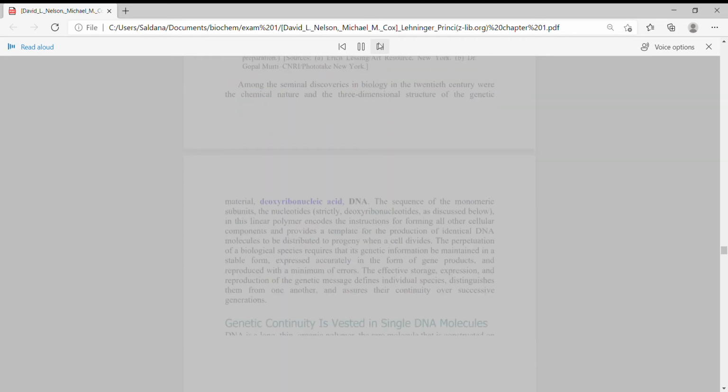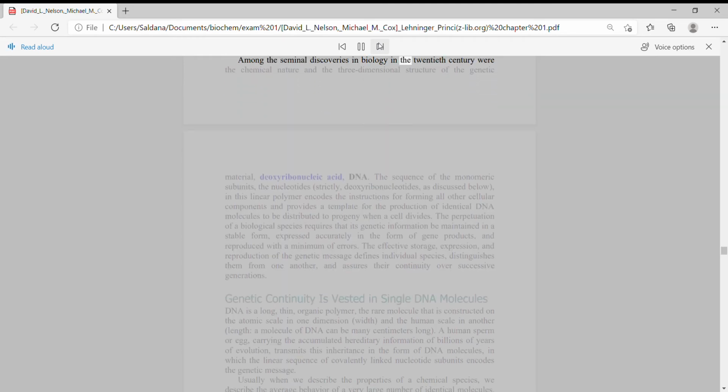Among the seminal discoveries in biology in the 20th century were the chemical nature and the three-dimensional structure of the genetic material, deoxyribonucleic acid, DNA. The sequence of the monomeric subunits, the nucleotides, strictly deoxyribonucleotides, as discussed below, in this linear polymer encodes the instructions for forming all other cellular components and provides a template for the production of identical DNA molecules to be distributed to progeny when a cell divides.